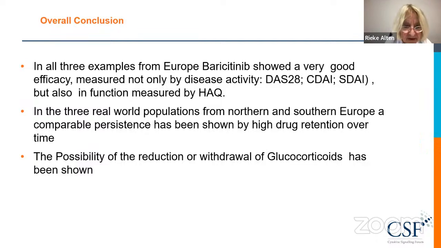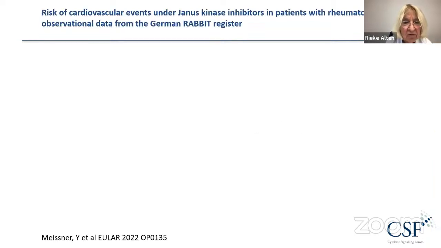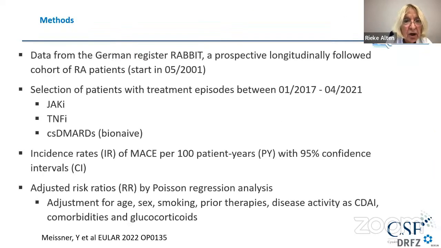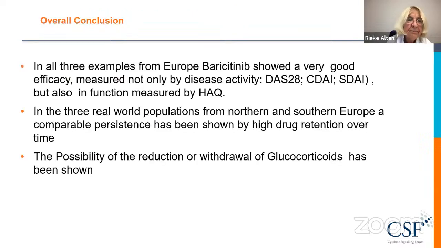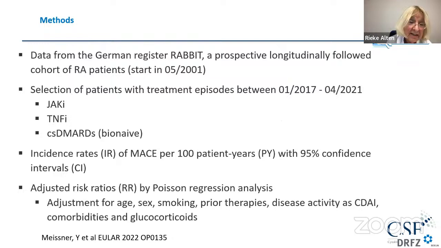And last but not least, for the next slide, please, I would like to share with you some data which we have recently seen at our German conference and also at the US. These are the data from the German register. Can we go back, please, to the slide? Investigating the question of the risk of cardiovascular events under Janus kinase inhibition in patients with rheumatoid arthritis. We have investigated patients who were treated between January 27 and April.